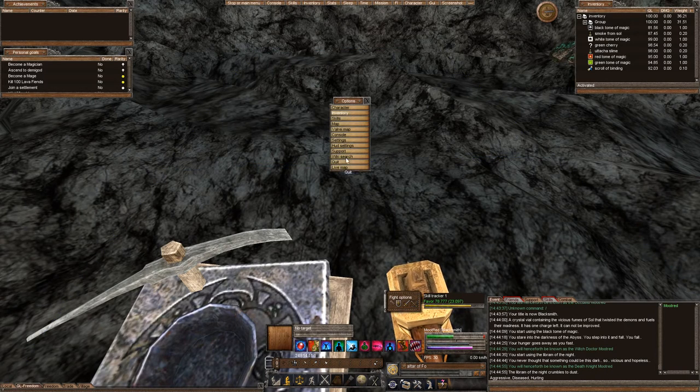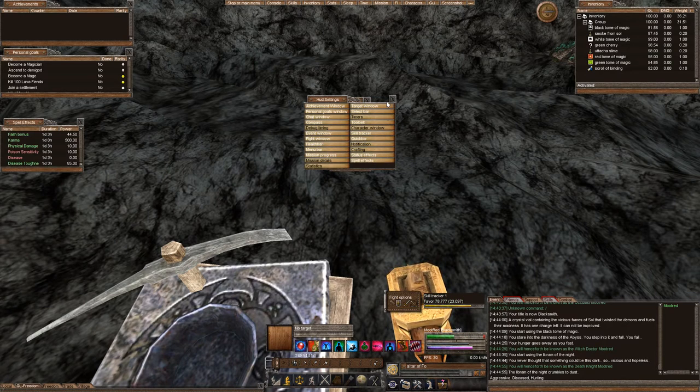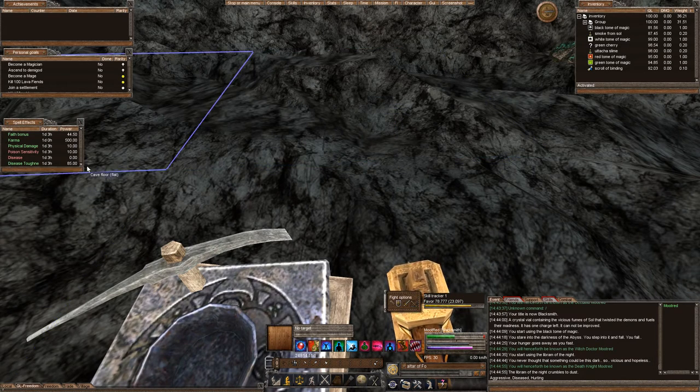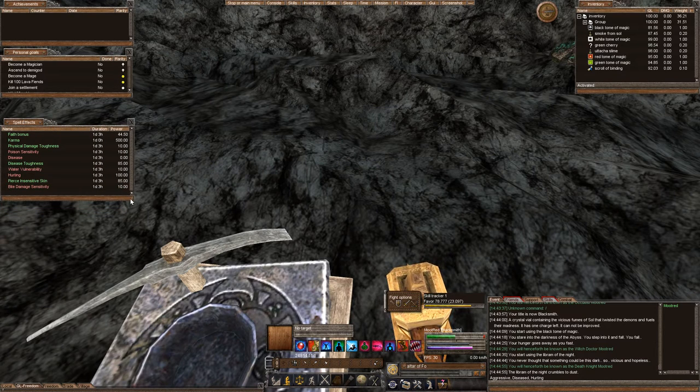Okay, and if I go to my HUD settings and spell effects, you'll see that I'm now receiving resistance bonuses, and I'm also receiving vulnerabilities. So physical damage, I receive 10 physical damage resistance, but I have 10% vulnerability to poison, none to disease because it canceled out. I'm actually at 85% disease toughness, and I have 85% pierce reduction caused by player. So if you just highlight it, it'll actually tell you what it does.